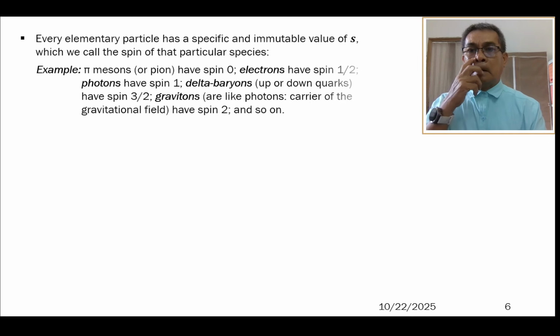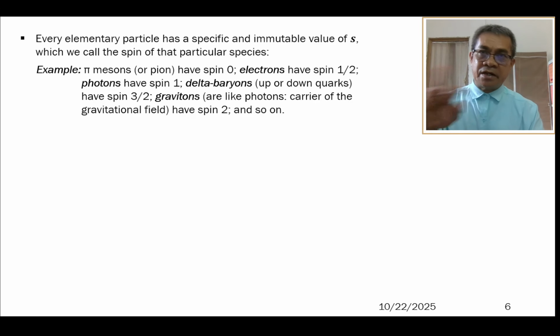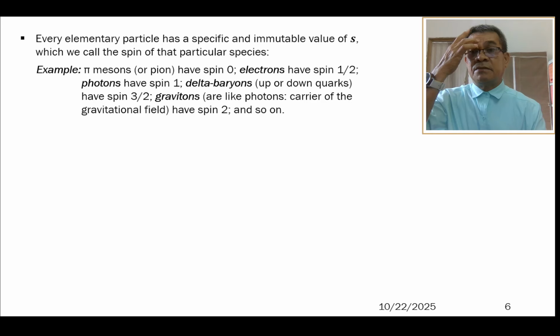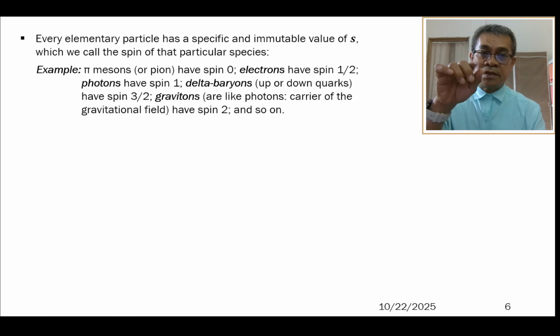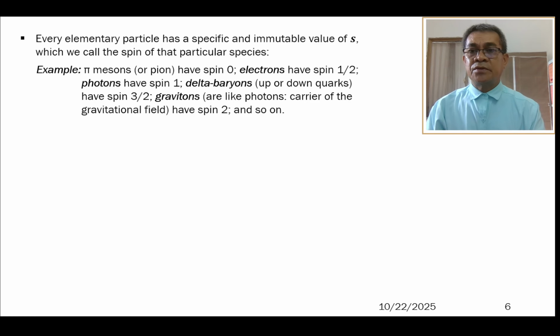Okay, so the S value will vary depending on the material. So in pi meson or pion, the spin is 0. While electrons, the spin is 1 half. Protons have spin 1. The delta baryons, up or down quarks, have a spin of 3 halves, while the graviton, like protons, carrier of the gravitational field, have a spin of 2, and so on.